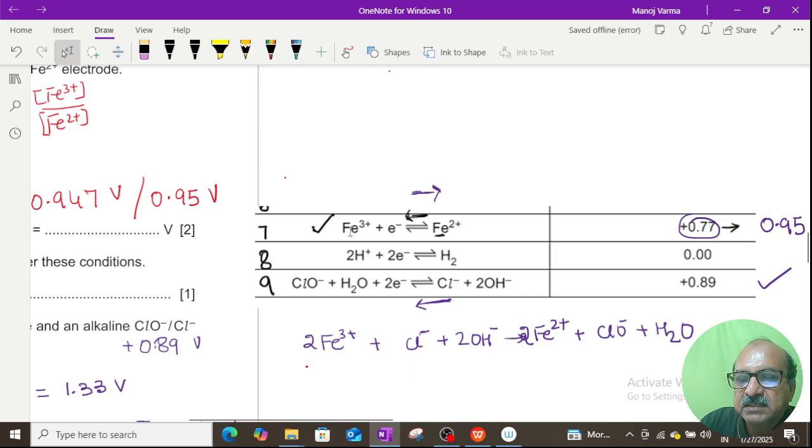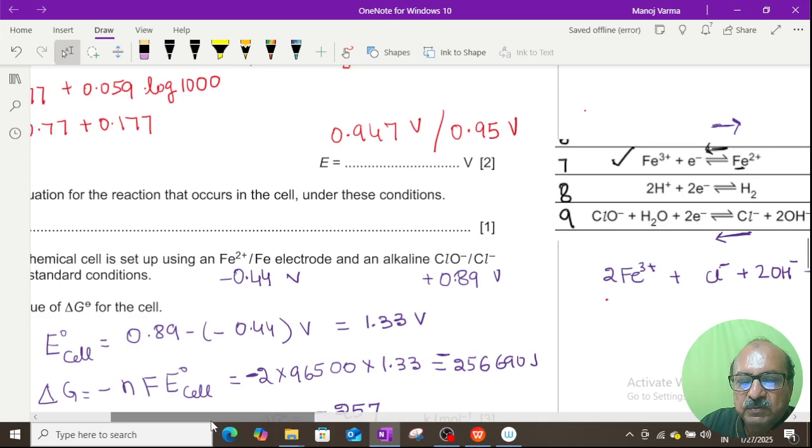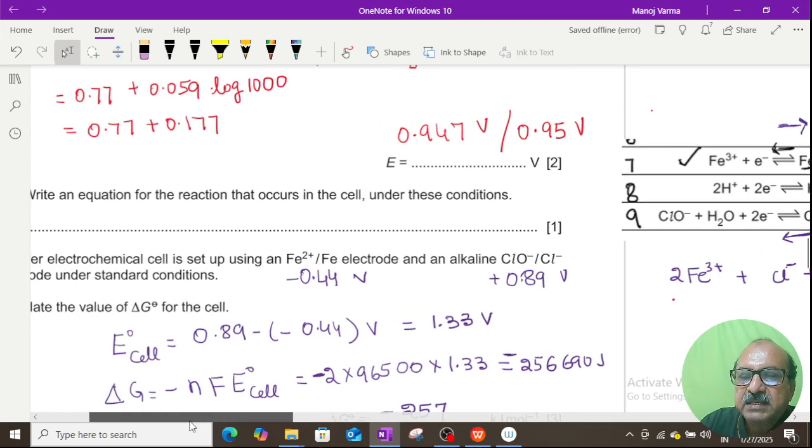So if you add these two, and because you need to have 2 electrons over here, multiply this equation by 2. So 2 Fe3+, this is being reversed, Cl- plus 2OH-, and this is being multiplied by 2. So 2 Fe2+ and ClO- and H2O. This will be the reaction which takes place between these two electrodes when they are connected in the form of a cell.